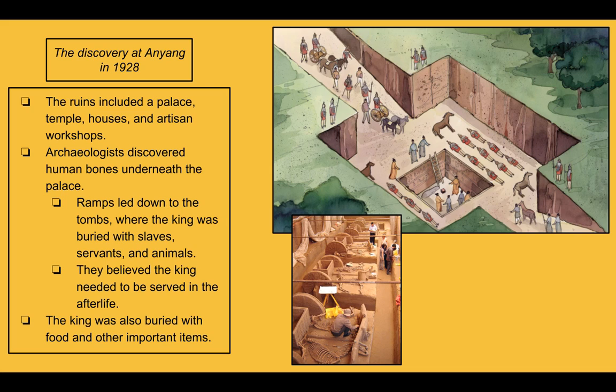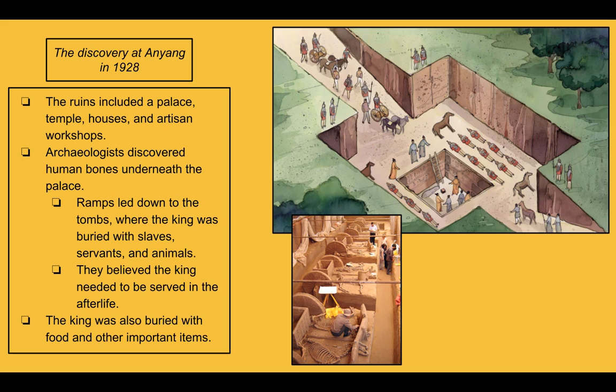So you can see in the image here how they would have been put inside. They dug it out and put them in, and ramps led down to the tombs, as you can see here, where the king was buried with slaves, servants, and animals. You can see horses were being buried. You can see people, servants, soldiers. They believed the king needed to be served in the afterlife. That's the reasoning behind it.